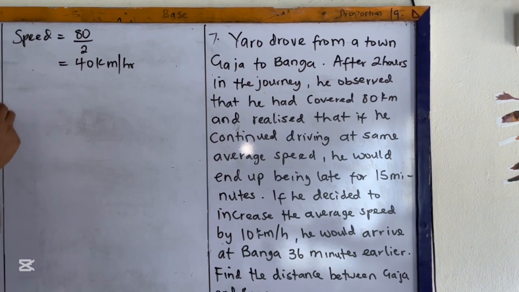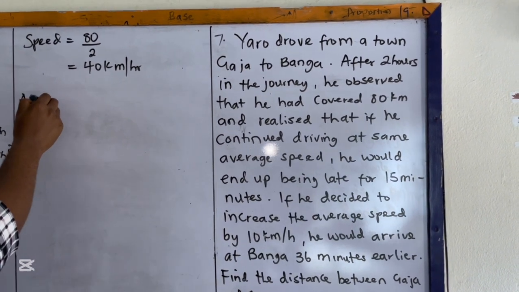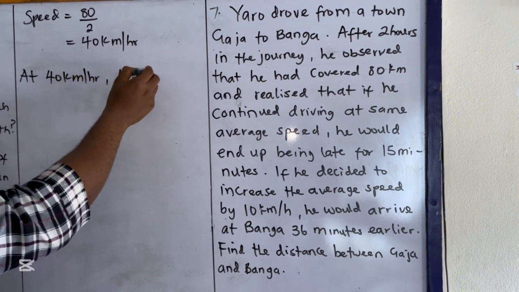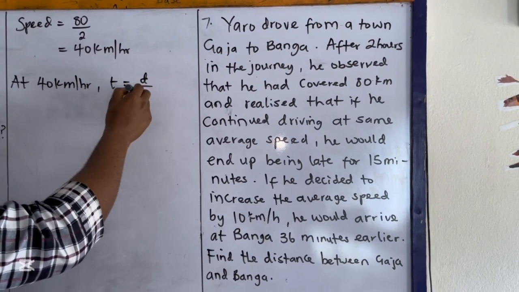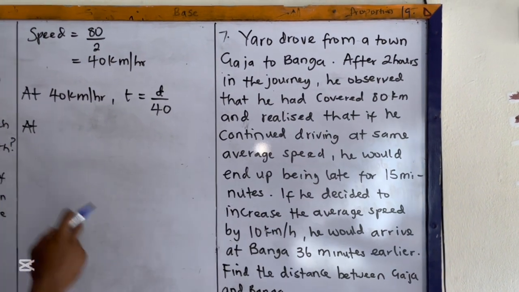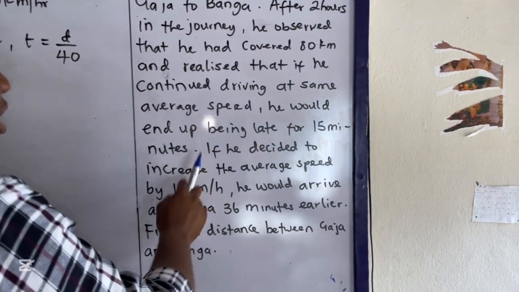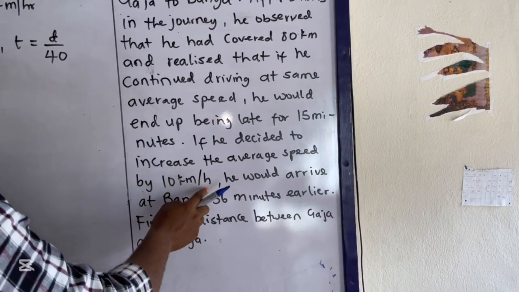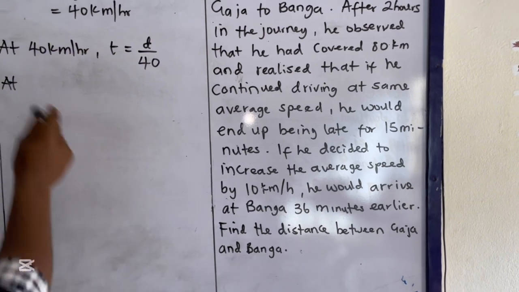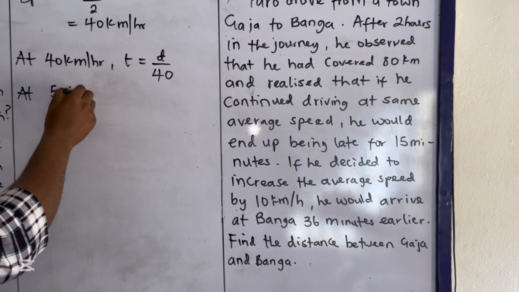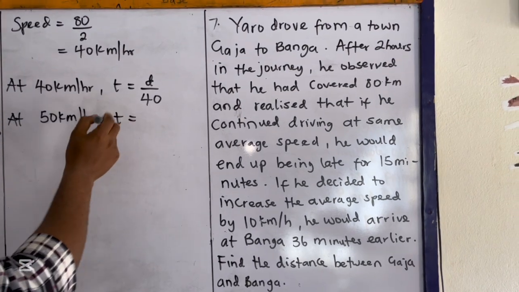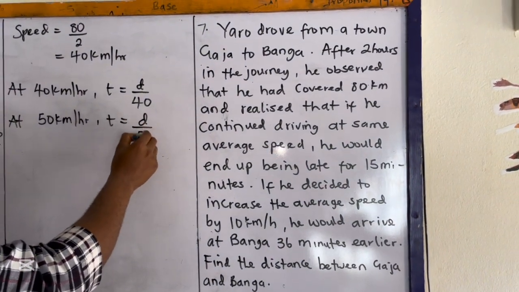So now, at 40 kilometers per hour, time is d, the distance over 40. Don't forget that if we decided to increase the average speed by 10 kilometers per hour, that means we're going to add 40 plus 10, that will give us 50 kilometers per hour, so t will be d over 50.